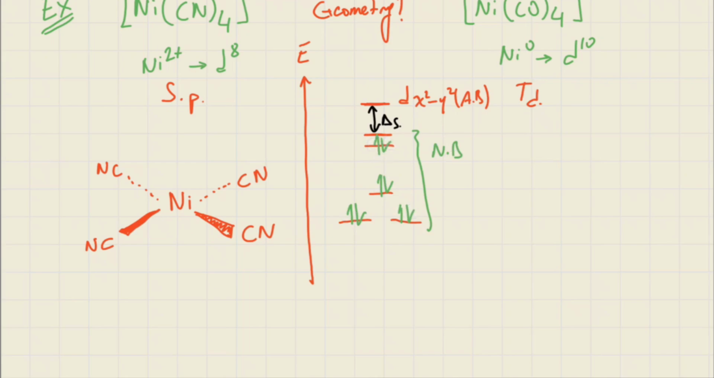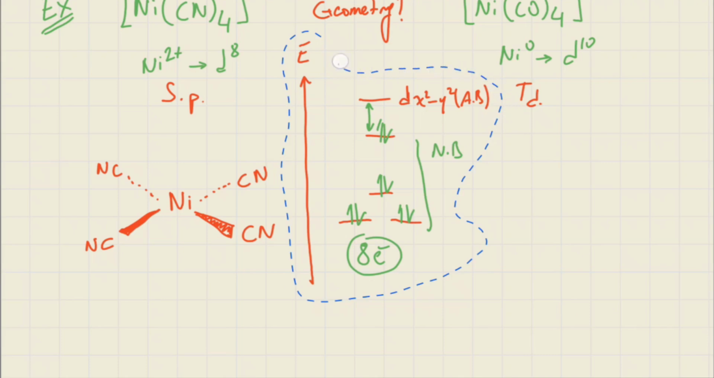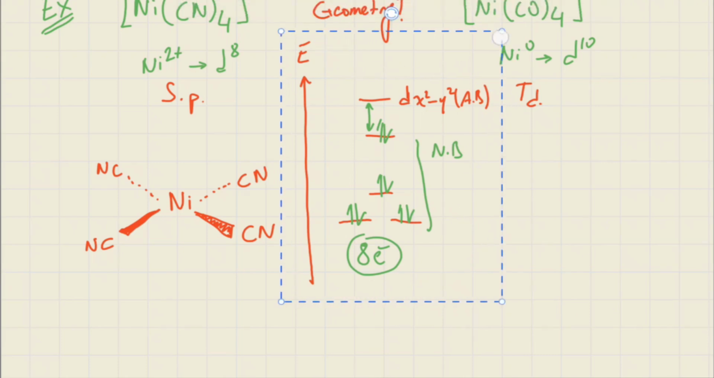So we have, I guess I wrote 1, 2, 3, 4, 5. Yes, I made a small mistake. So this is the x square minus y square. This is the splitting energy, and we have 8 electrons for this complex. So this is the simplest MO diagram for the square planar complex. So I just wanted to write here.